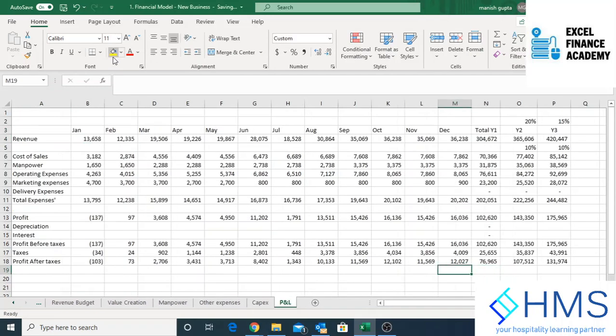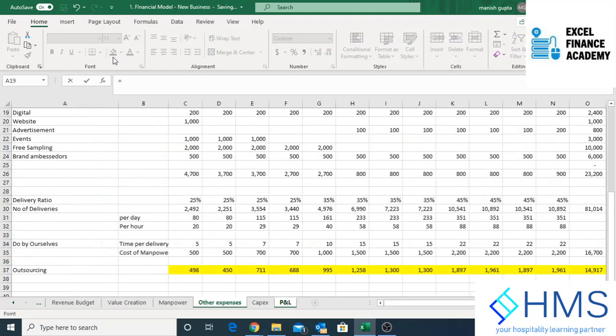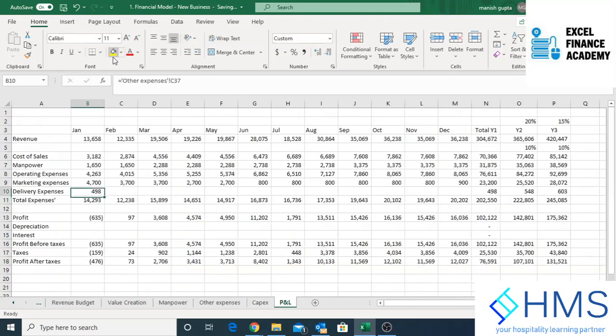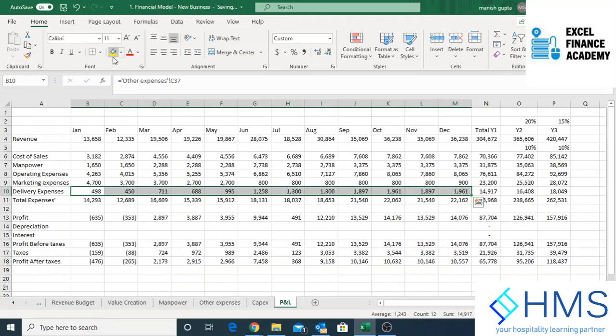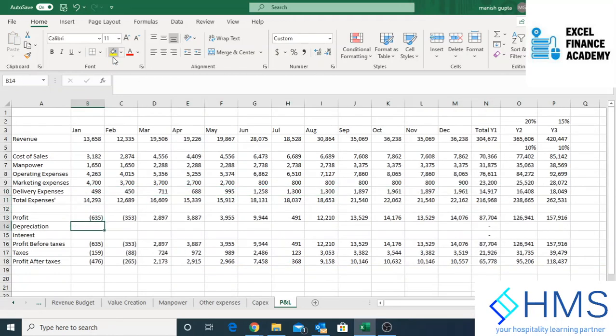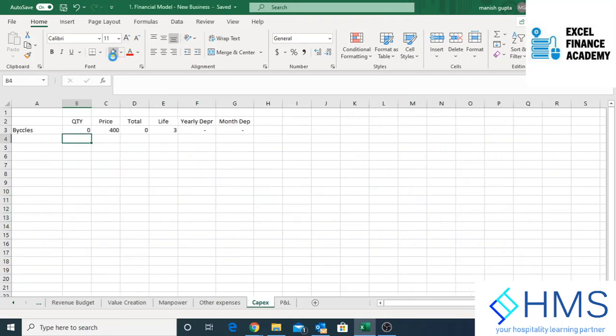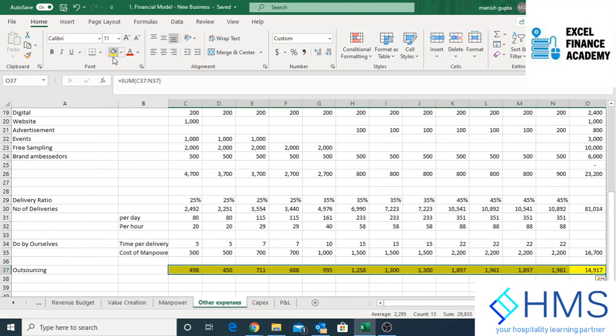So in the P&L, my delivery expenses will be linked with this line instead of this line, right? So we get it out. Now we have completed the first part of it. So that's how we can manage it, whether we do it by ourselves or we don't do it by ourselves.